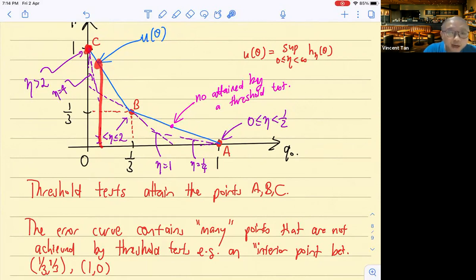But if you only have at your disposal threshold tests, and your boss tells you that the best false alarm probability is 1/10, you should be operating here. But if you only use threshold tests, you can only operate at these 3 points. So you can only operate at point C. That is very bad because your probability of misdetection is 1, when instead it can be strictly smaller than 1.